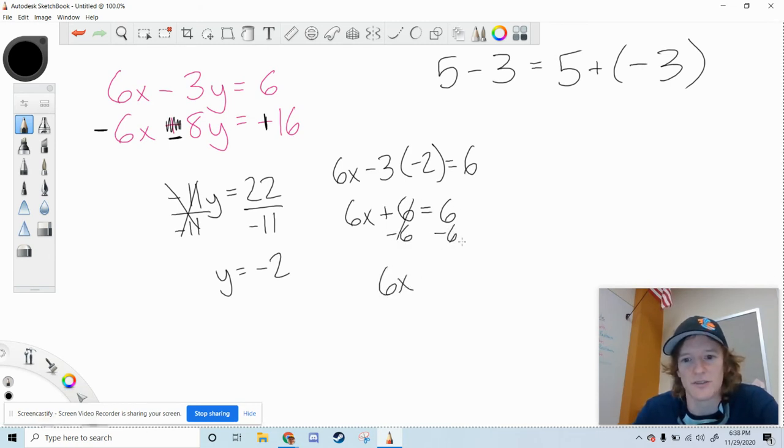6x equals, careful, those don't just cross off. There's still a 0 over there. 0 divided by 6 is 0.